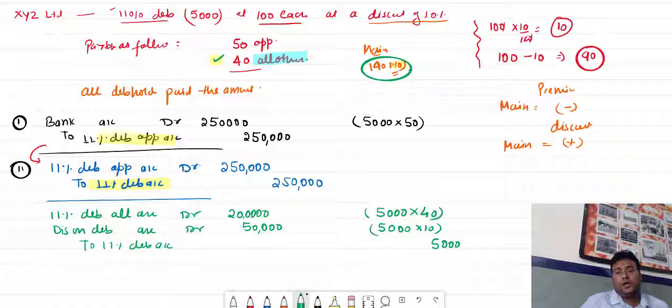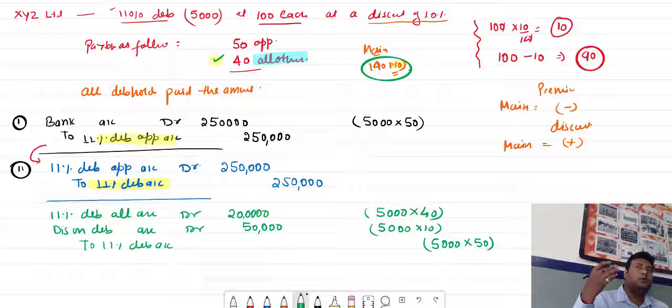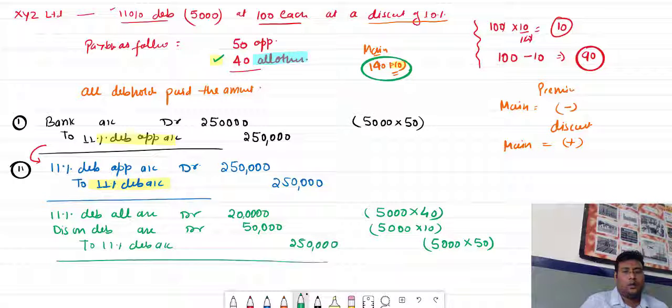So 5,000 into face value is how much, bacha? 50. How? 40 rupees we demanded, which includes 10 rupees. So the face value, before discount, was 50 rupees. So 5,000 into 50 is equal to 2,50,000. Now bacha, one more thing is there, you just see.